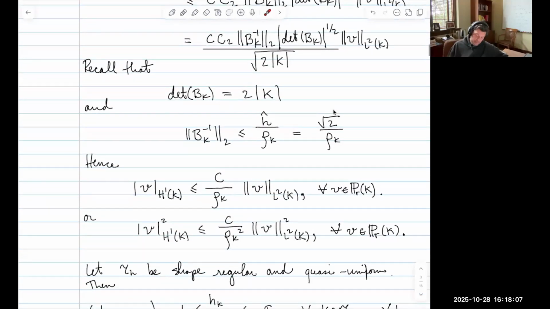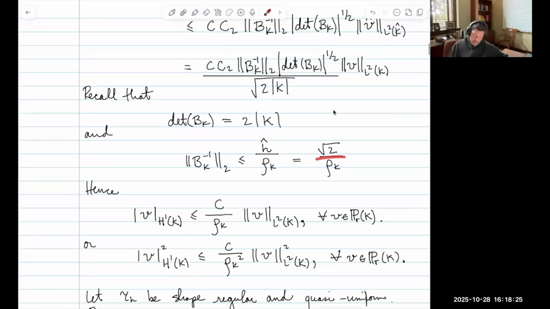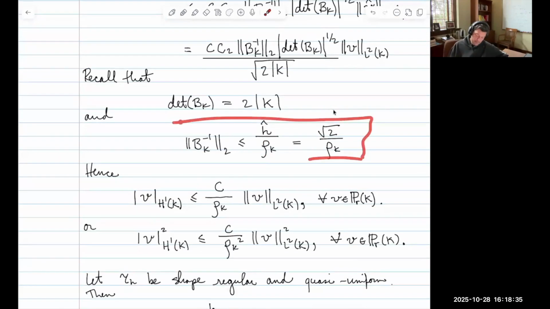We also had an estimate that said, if I measure the inverse of the BK matrix in the 2 norm, then that's less than h hat, the mesh spacing or the largest diameter on the reference triangle. That's just square root of 2, as you can see by scrolling back up, divided by rho K. So I have this estimate now for this object. I'm going to plop that in there as well. If I do that, then I get this. So now we're almost done.